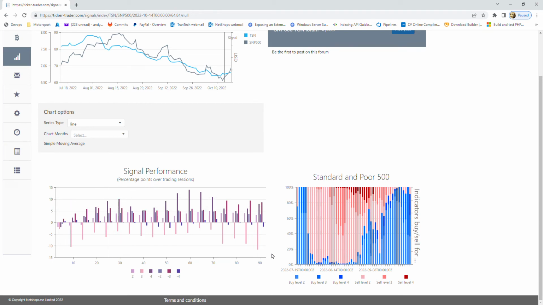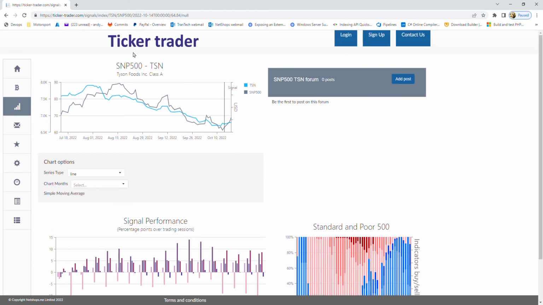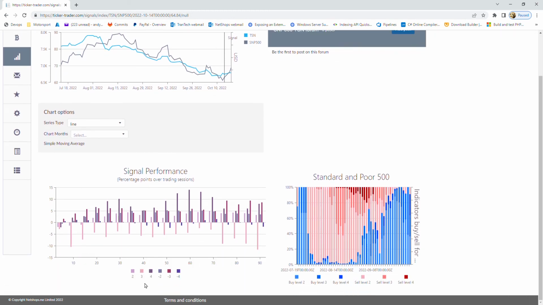So this chart is specific to this stock, and it's telling you level 2, level 3, level 4 buy signals, or level 2, level 3, level 4 sell signals, because they have a minus in front of them. It's telling you the average performance in days over a 5-year period. So these are trading days. The signal would be generated at day 0, and after 10 trading days it's telling you what profit each one of these would have generated.